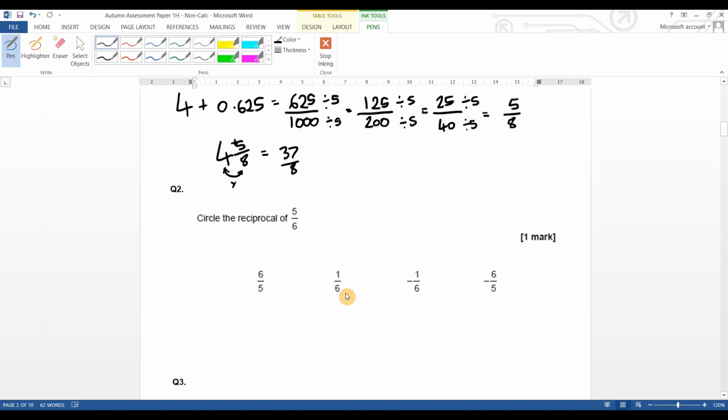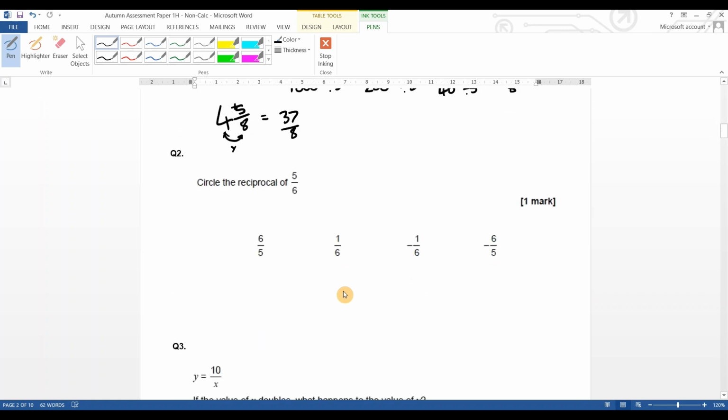Next one, circle the reciprocal of 5/6. Reciprocal, you need to know what that means. So reciprocal just means, well, you flip it upside down if it's a fraction, dead easy. So it's just going to be 6 over 5, which is that one. Dead easy.